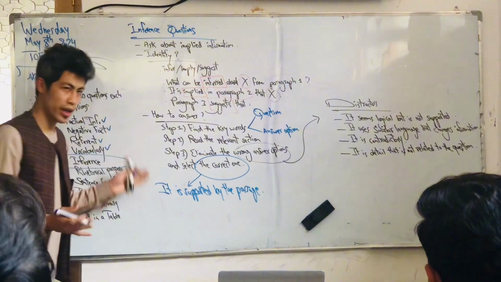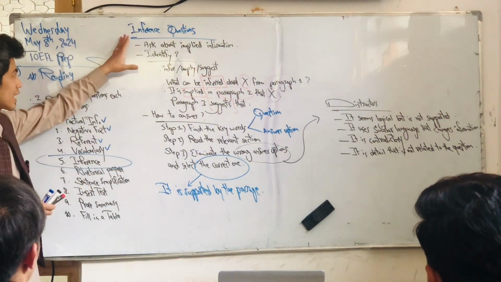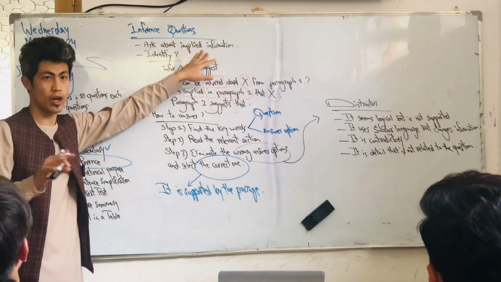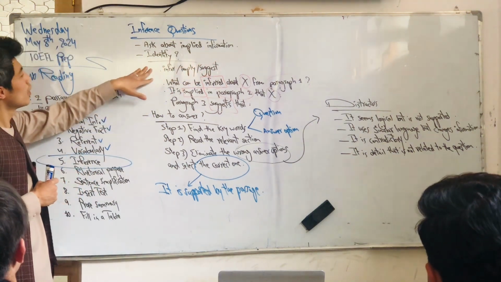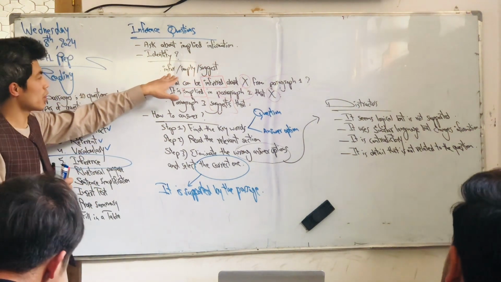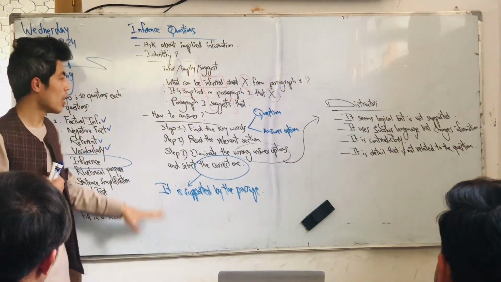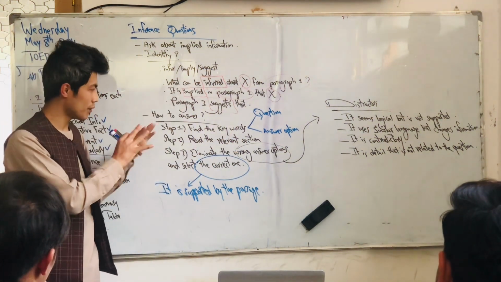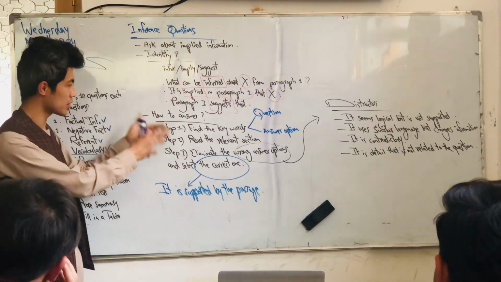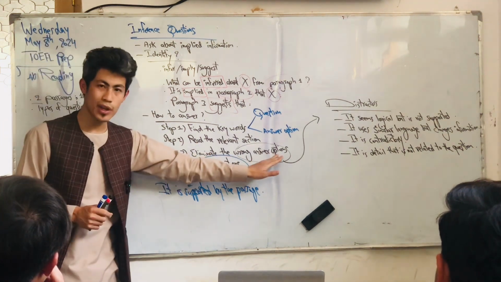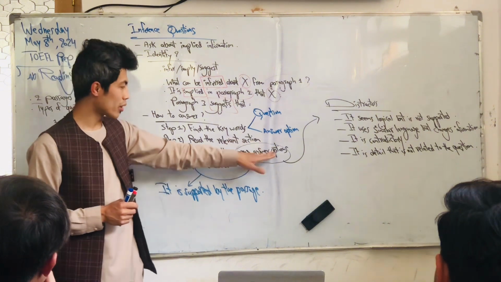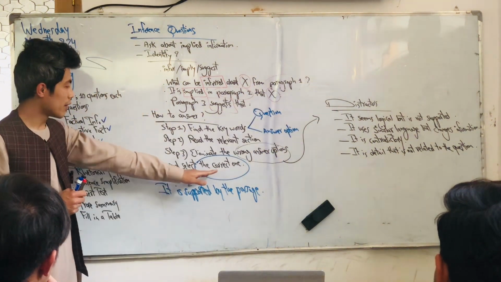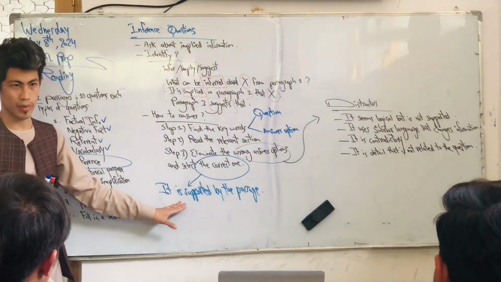To recap, we can say inference questions ask about implied information, information that is not directly stated, as we had a couple of examples earlier on. We can identify them using the words infer, imply, and suggest. The steps to answer the questions are: first you find the keywords, then you read the relevant section. Finding the relevant section is based on the keywords. After that, you eliminate the wrong answer options. Wrong answer options are called distractors, and we have them on the right side of the board. And finally, the correct answer is supported by the passage.